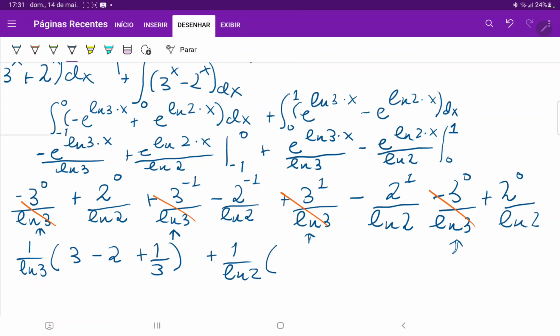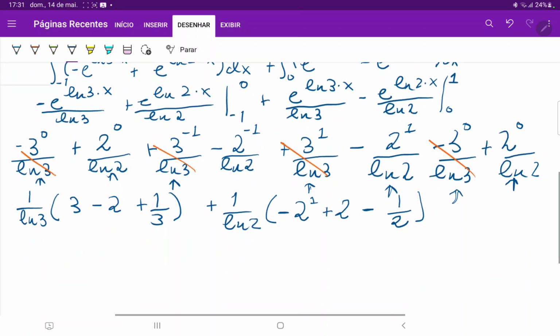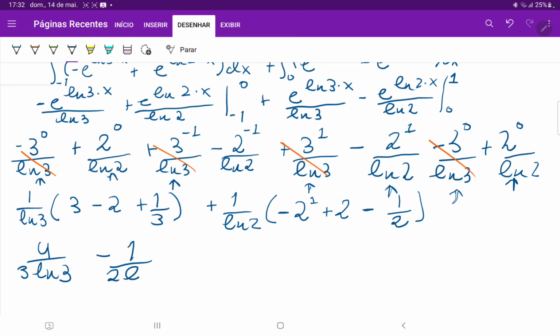And then plus 1 over ln 2. We begin with here, so this is minus 2, and then we have plus 2 to the power of 0, minus 2 to the power of 1, plus 2, and then we do have, because our plus 2 comes from here and here, minus 1/2. So when we simplify this, this is 3 minus 2, so 1 plus 1/3, so this is 4 over 3 ln 3, and then this is minus 2 plus 2, which is 0, minus 1/2, so minus 1 over 2 ln 2.